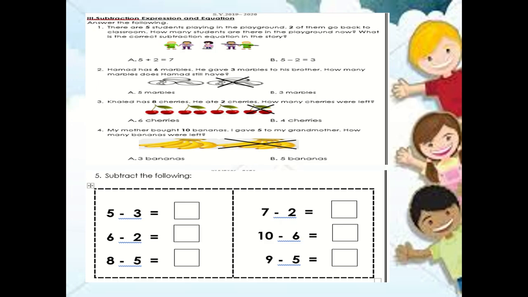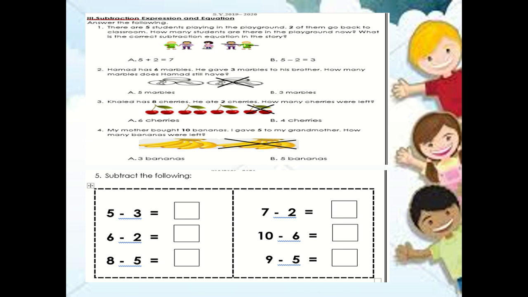Let's do this part, subtraction expressions and equation. Again, I will give number 1 as an example. There are 5 students playing in the playground. 2 of them go back to classroom. How many students are there in the playground now? So what is the correct subtraction equation in the story?